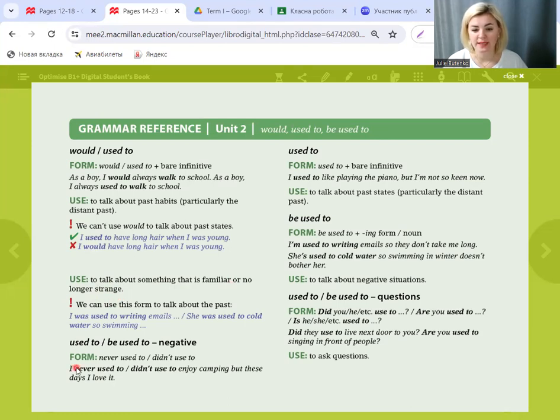How to form negative sentences with these structures? Used to and be used to. Negative form: never used to and didn't use to. So, if we want to make a negative sentence with used to, we use past simple. Never used to and didn't use to. For example, I never used to or didn't use to enjoy camping, but these days I love it.